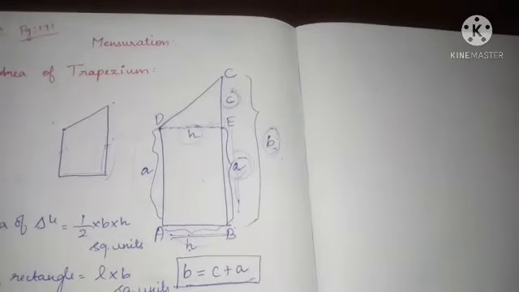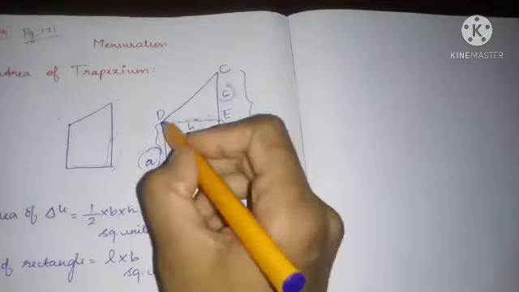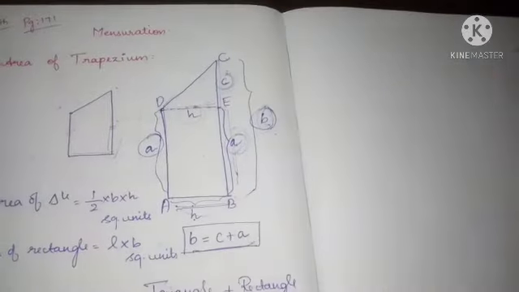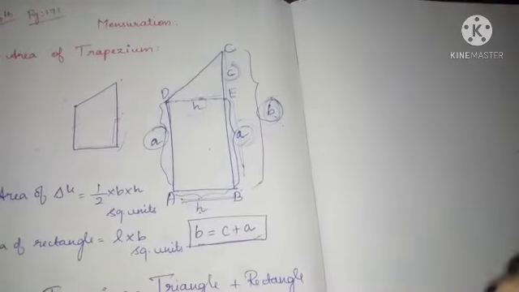Those two sides you should add. So the A value and the B value, that's all. This is one of the parallel sides. This is another parallel side. So which sides are parallel? Those two sides you should add, and you have to divide it by 2.